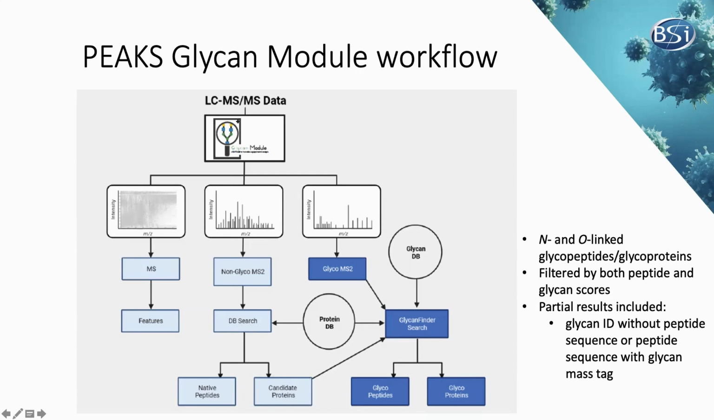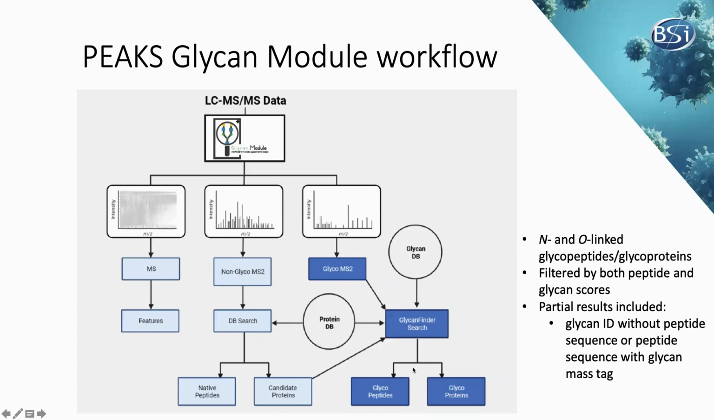And this protein candidate list is fed into the Glycan Module search, which begins with the glyco MS2 scans. In addition to the protein sequence database, we provide the software a glycan database so we can match the fragment ions to predicted or expected fragment ions within the glycan database, as well as assigning it to a peptide from our protein candidate list.